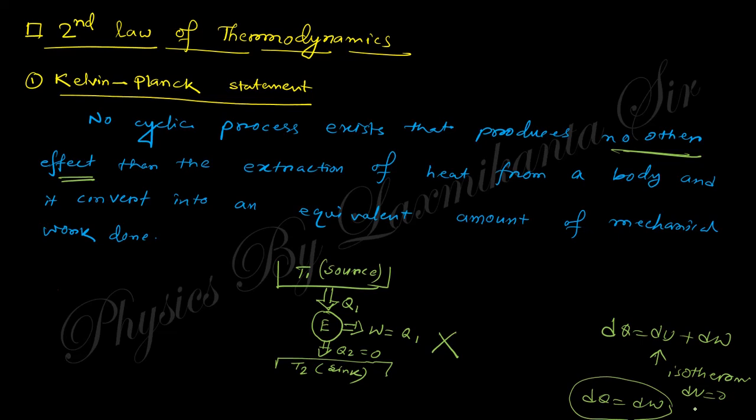This is the important thing, that there is no other effect than the extraction of heat. The other effect is not possible. This is not possible without another effect. Here the other effect is the isothermal process, that is, the temperature is constant. That's why this is happening here. But if you take no other effect, only taking heat and converting it into work, this is not possible.